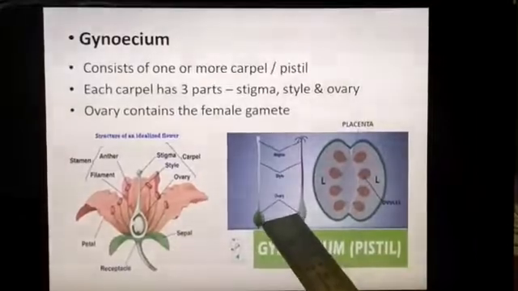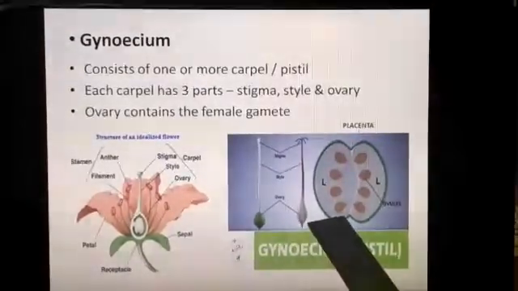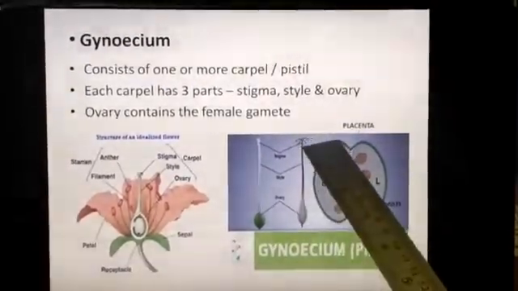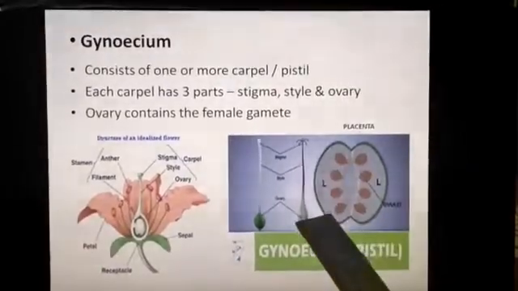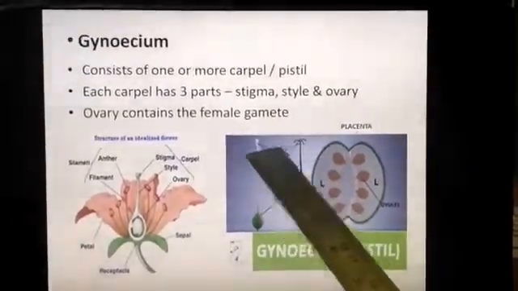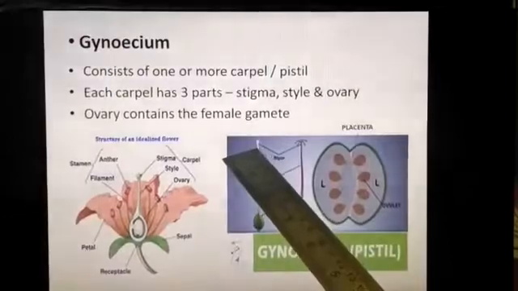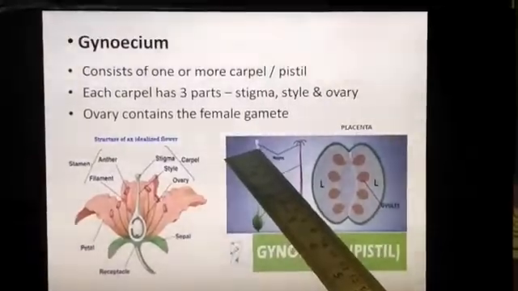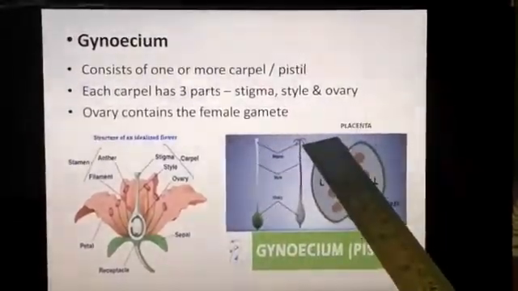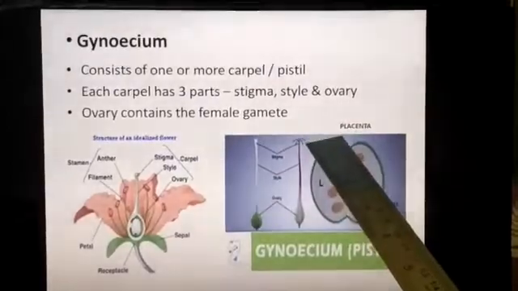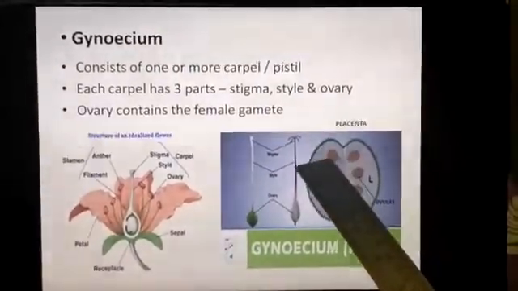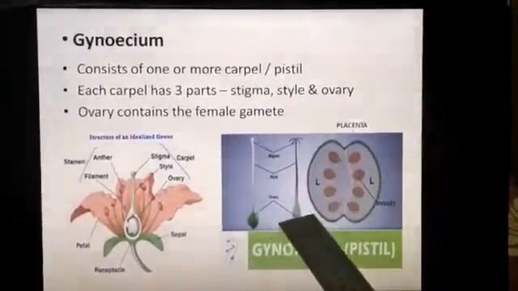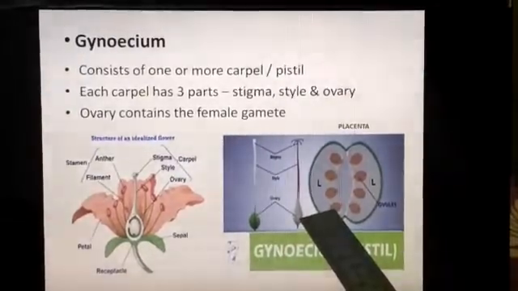Here are two carpels shown of two different flowers, each having stigma, style, and ovary. But the stigma of these two are different. Here the stigma is as one whole, but here the same stigma is divided into five parts. Style is the same, and ovary is the swollen base of the carpel.